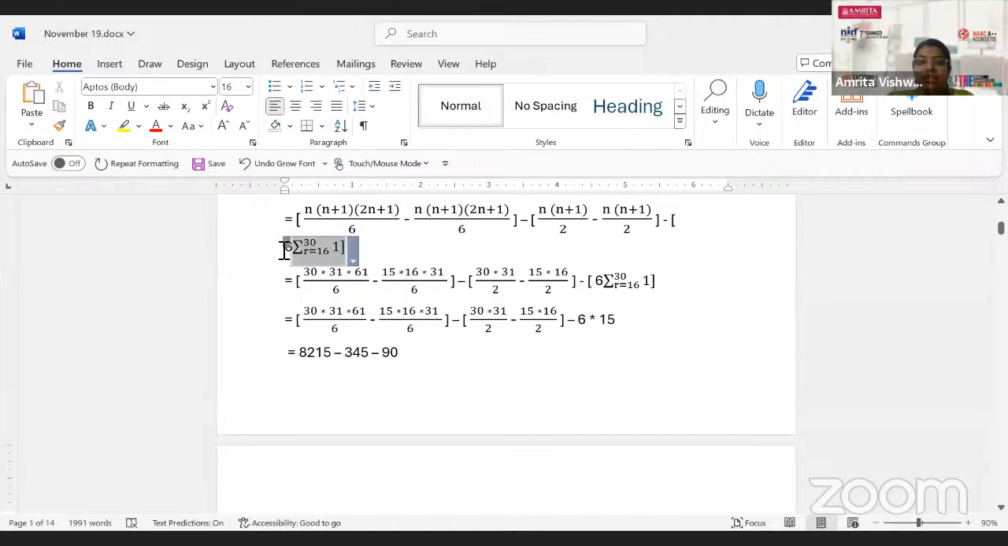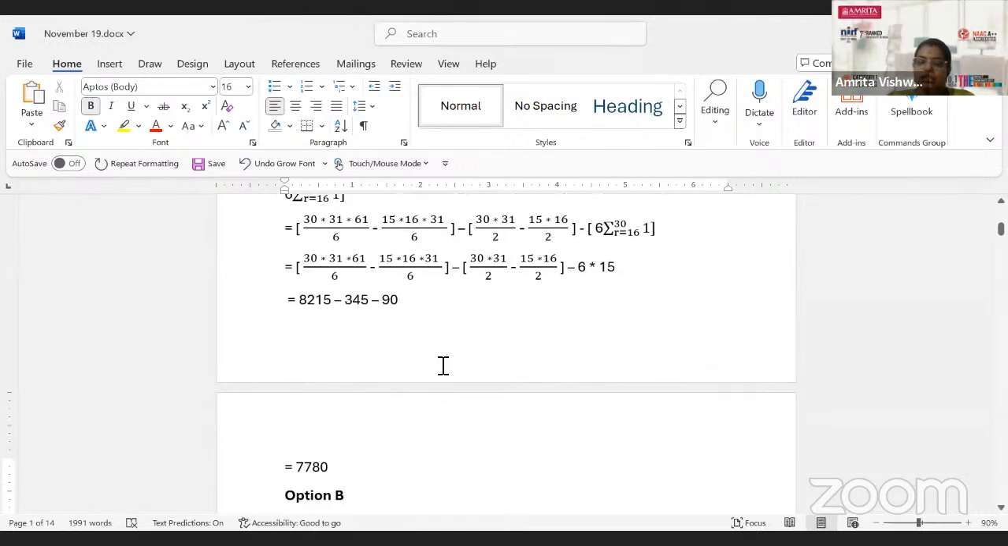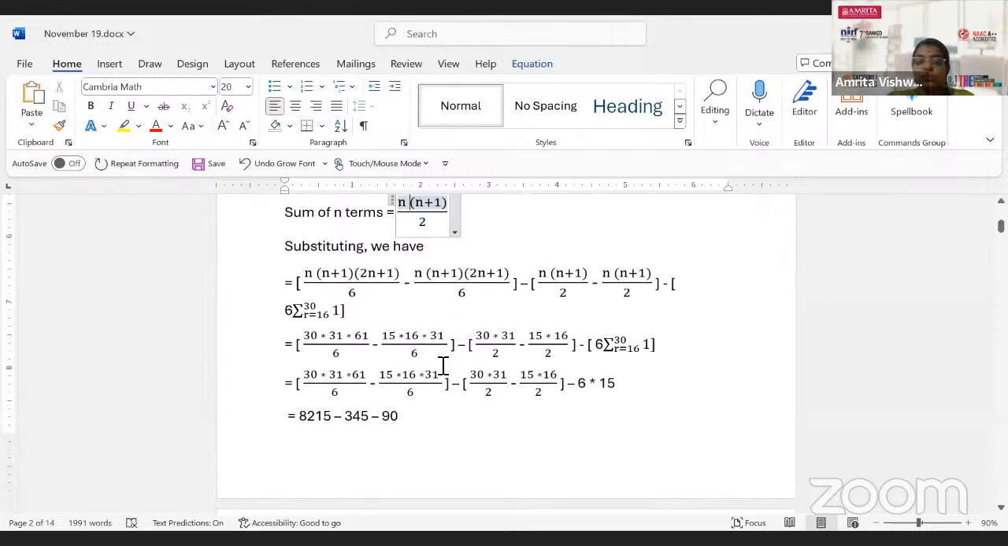When it comes to this term, what will the answer be? 16 to 30, it is going to be 15 terms. So 6 into 15. You can just solve this and you'll get the answer. It is 8215, that's the first term, minus 345, minus 90. And the answer here is 7780, which is option B.